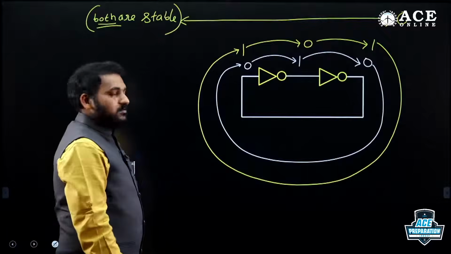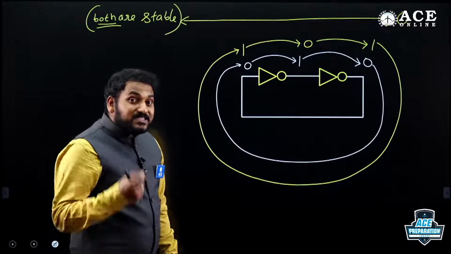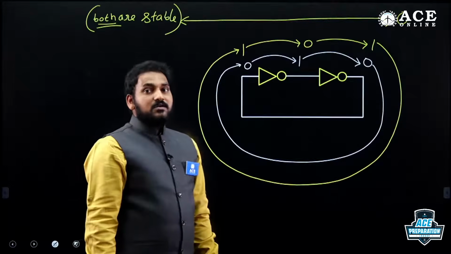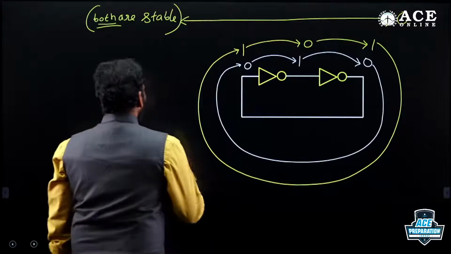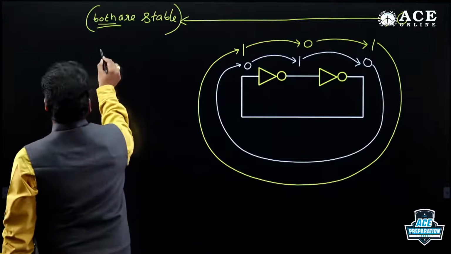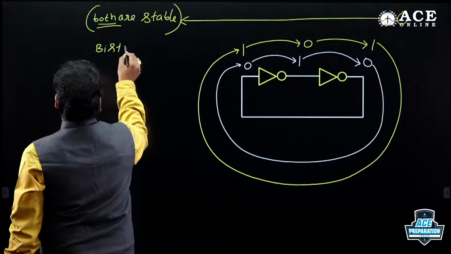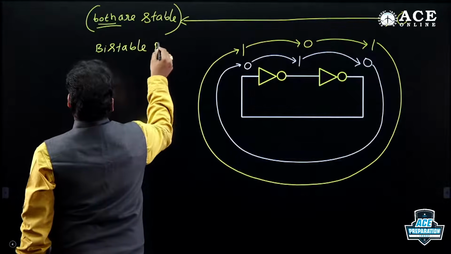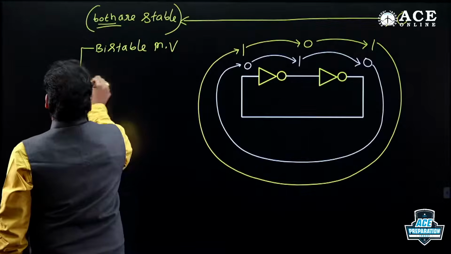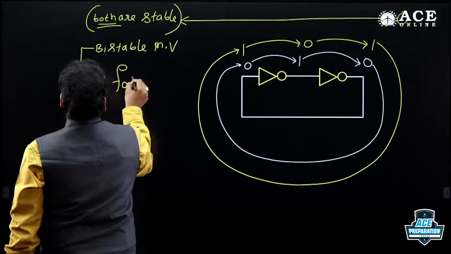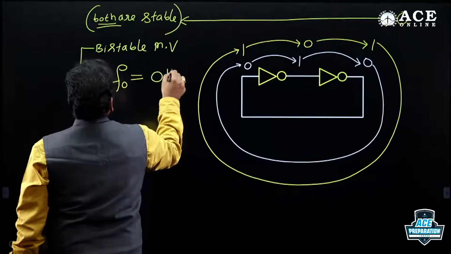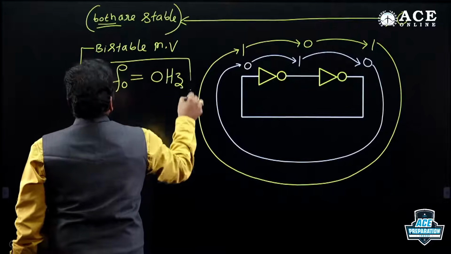Bistable multivibrator. This is not an astable multivibrator. This is a bistable multivibrator. So, remember, for a bistable multivibrator, the output frequency F0 is always, no formula, direct answer, 0 hertz.